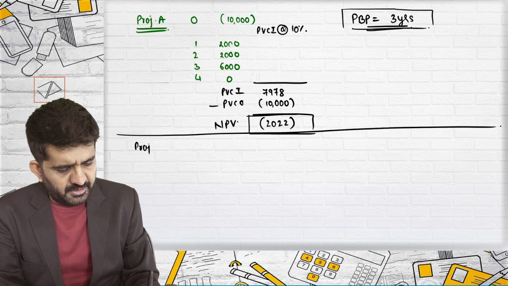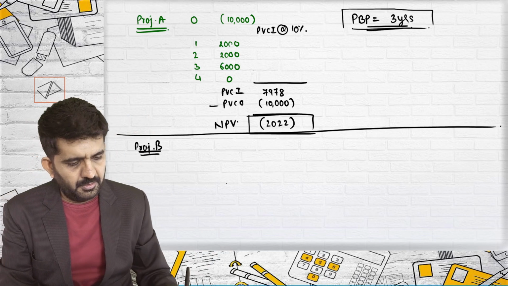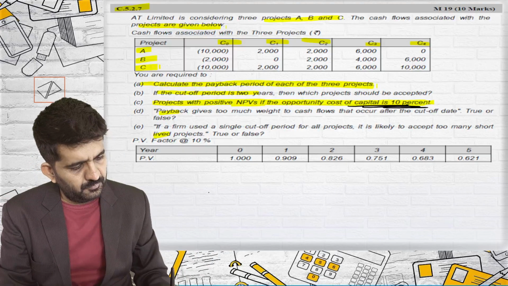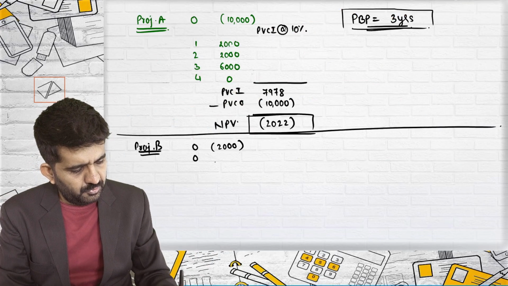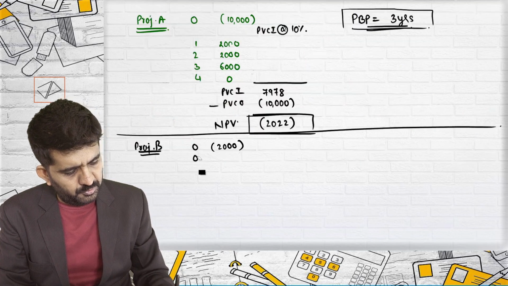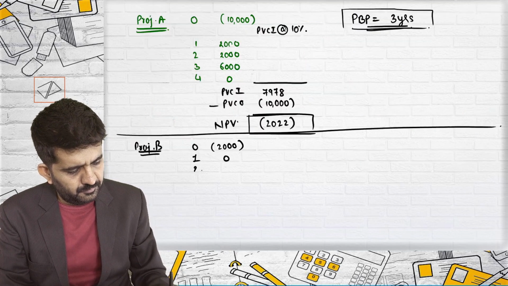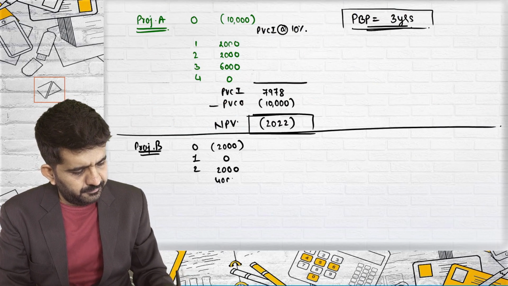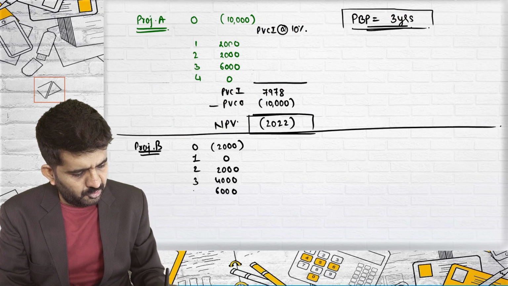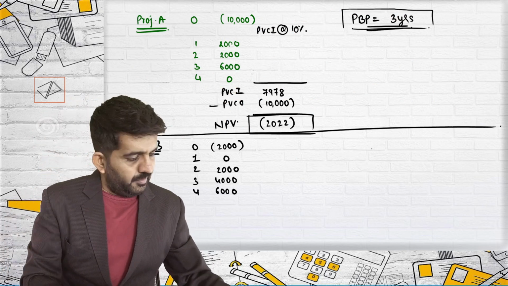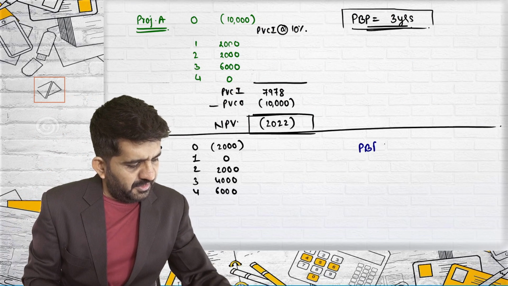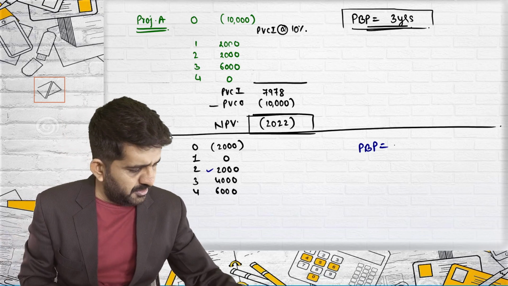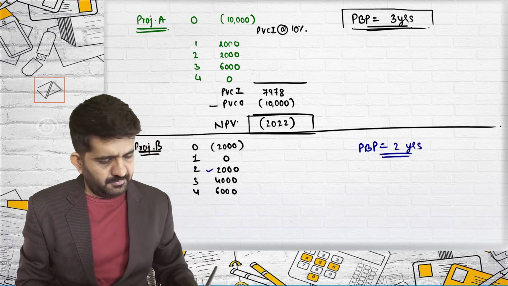I am doing project B. Project B is negative 2000, 0, 2000, 4,000, 6,000. Third and fourth year. Payback period is not 1 year. First year you are earning 0 rupees. Second year you are earning 2,000 rupees. So payback period is 2 years.